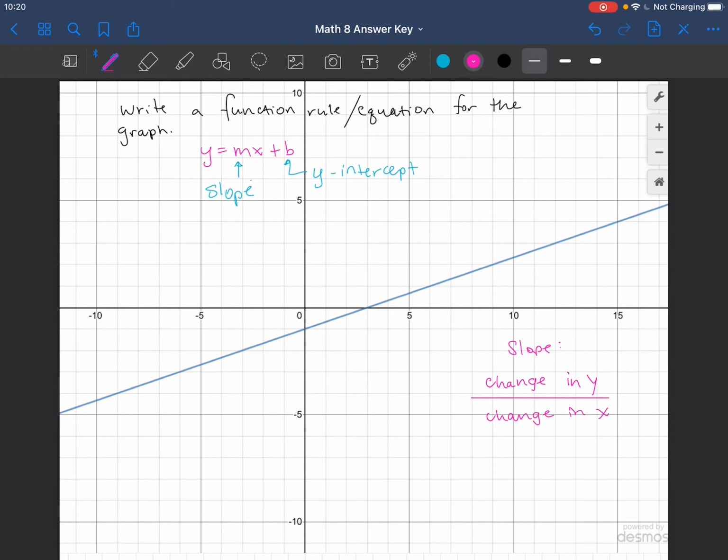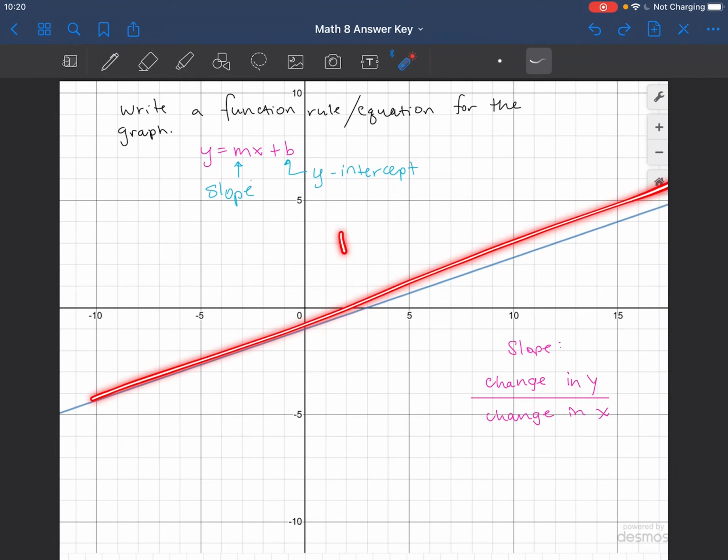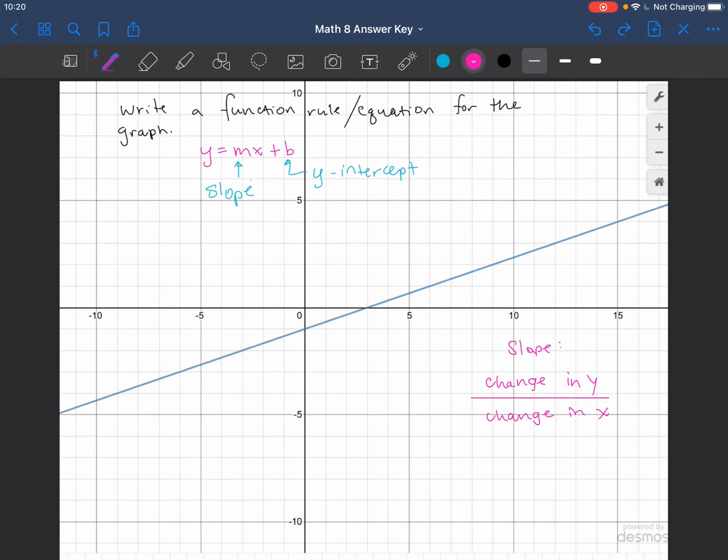The slope represents the change in y over the change in x. If you go back and look at your notes from chapter 5, you should remember that if the line is going up to the right, that's a positive slope. If the line is going down to the right, that's a negative slope. So in this case, this line here is going up to the right, which means that this is a positive slope. From here, what we want to do is the following.